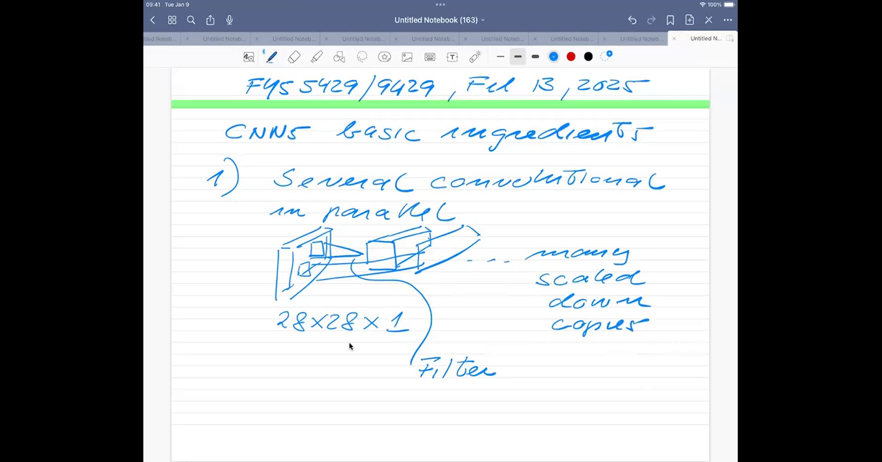Then the parameters: these filters have parameters, and these parameters are trained by backpropagation.